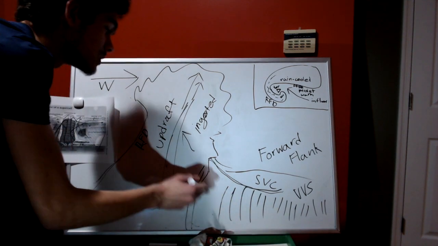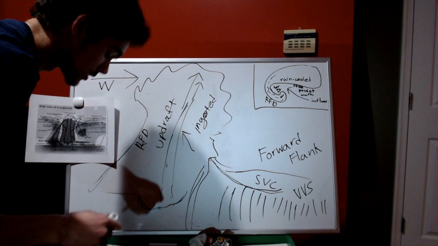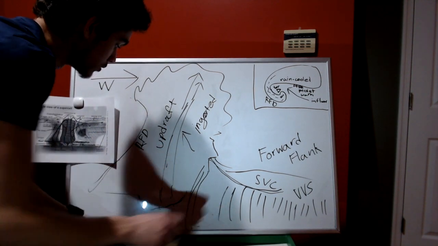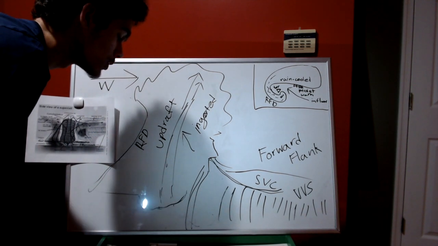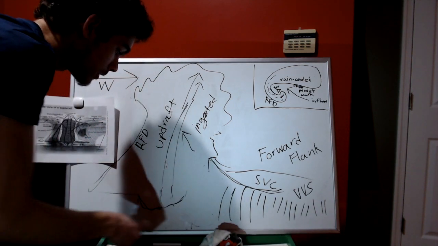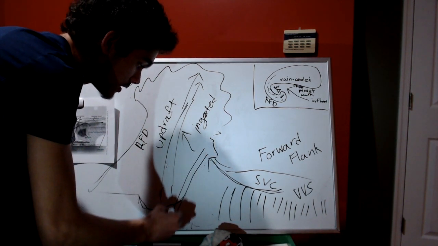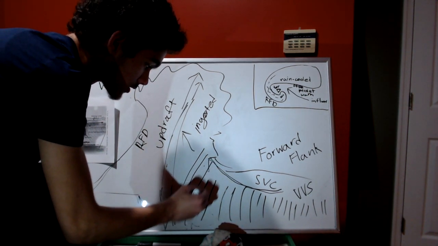So we know that this isn't connected to the updraft yet, but we have a vortex that is connected to the surface. And as we said, the RFD is going to help to focus both of these. And when they both connect, then that's where we get our tornado. And the SVC isn't going to go away. It's still going to be there. The updraft's going to be feeding off of it.